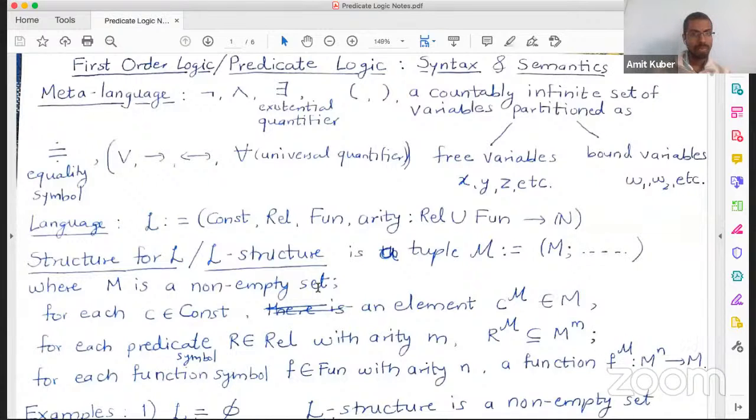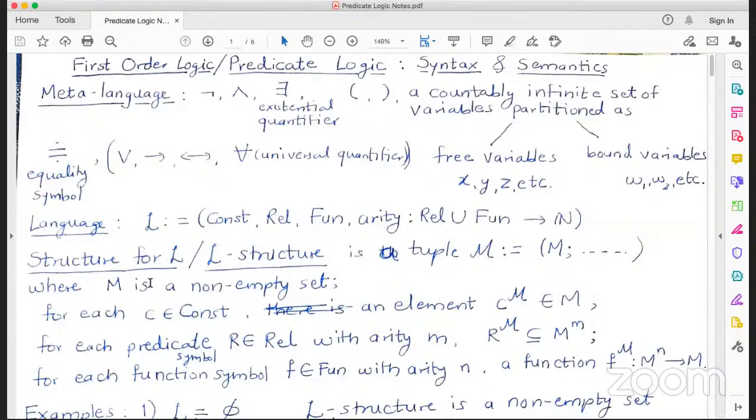Yeah, the arity function has to go to natural numbers. It has to choose some number of inputs. This arity is how many inputs it takes. You cannot say it takes half an input, 3/4 input, 5/3 input. Right, sir. Got it. Yeah.